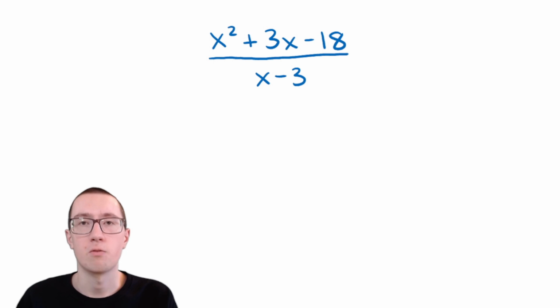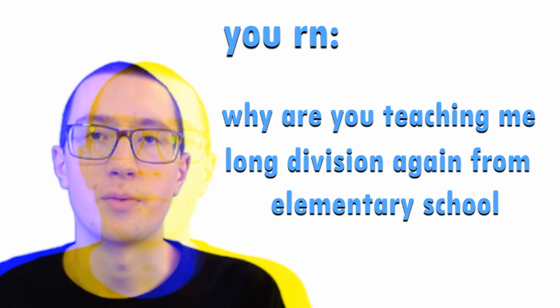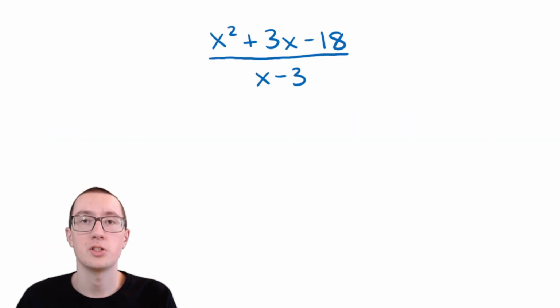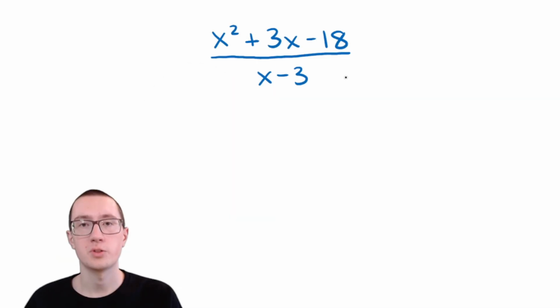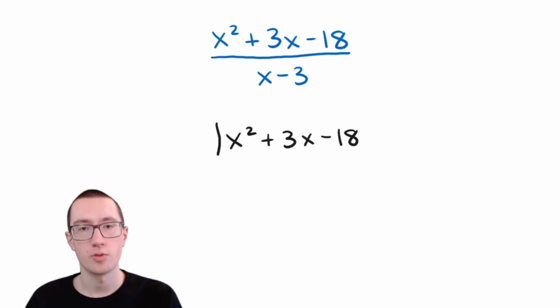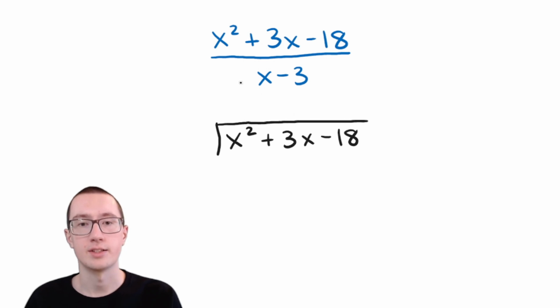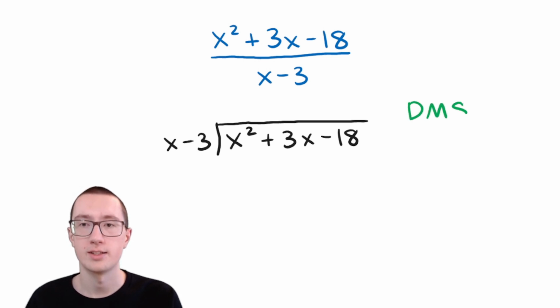You might be asking yourself, why am I teaching you long division again from elementary school? Well, we're actually going to do exactly the same thing with polynomials. We're going to take this top part here, write it out, and put it in that weird box thing. Then we're going to take this second part, x minus 3, and put it on the outside. Now we're going to do the same steps as before: divide, multiply, and subtract.